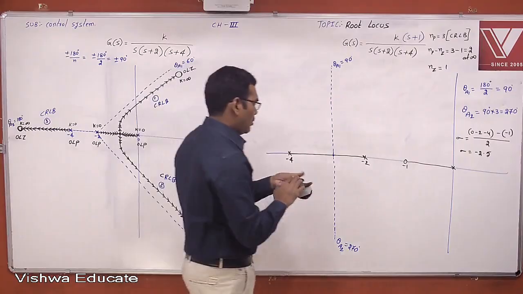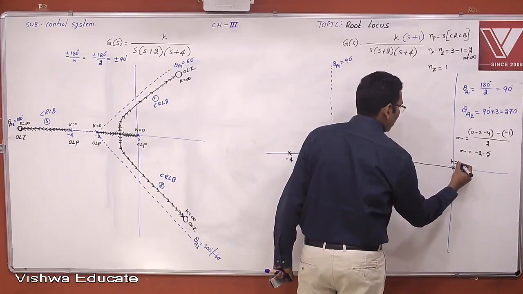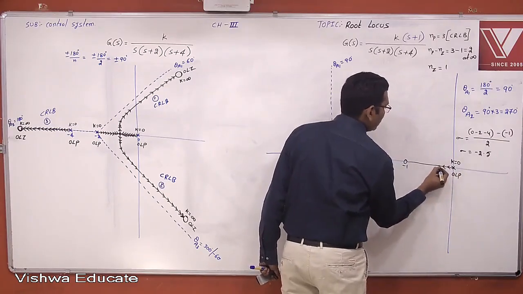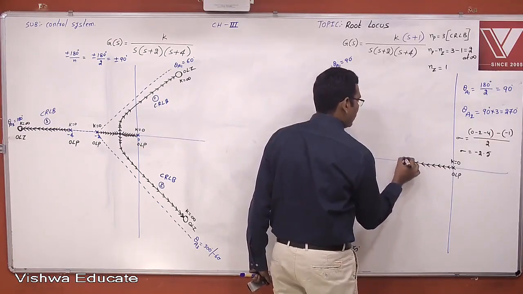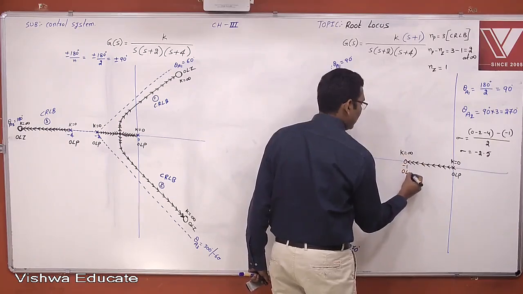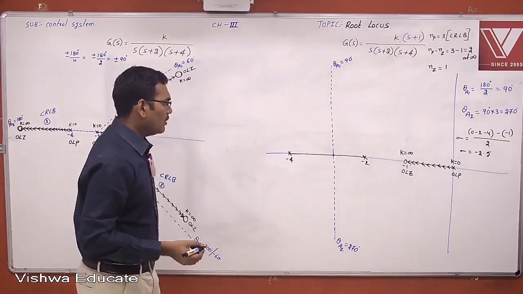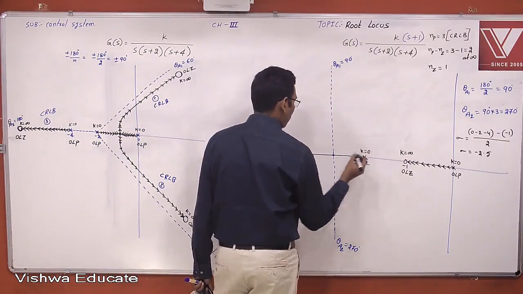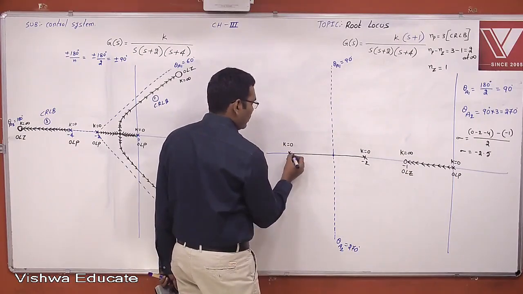Now, the root locus diagram starts with k equal to 0, at the open loop poles. As k is changing, the closed loop pole is moving, and the root locus diagram terminates with k equal to infinity, at the open loop zero.